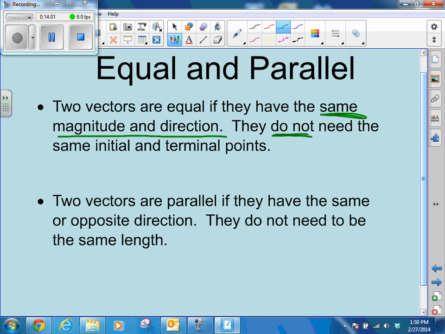And then parallel. Bottom line, what this second bullet says is they can never intersect. They don't have to be going the same direction, but they can be. And they don't have to be the same length. So bottom line, as long as they do not intersect, they will be parallel. Does that make sense? Okay. So hopefully that's kind of review for us back from chapter 7.